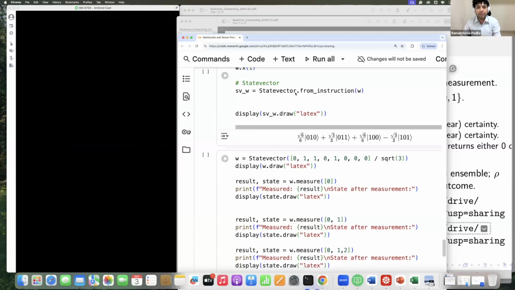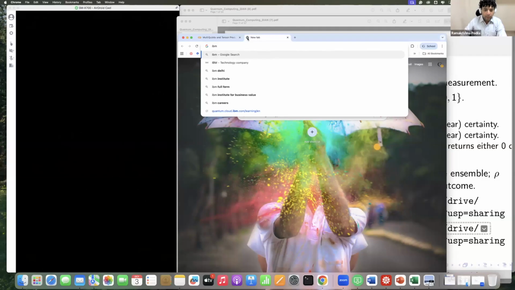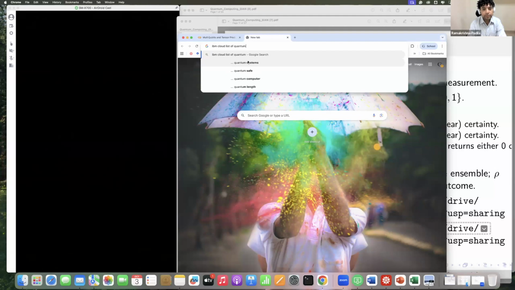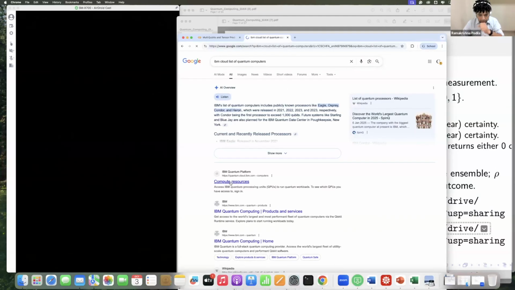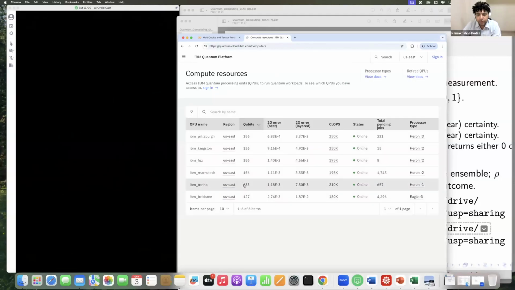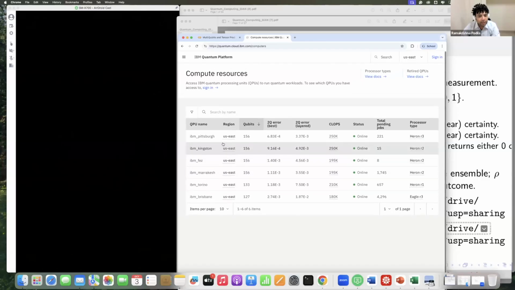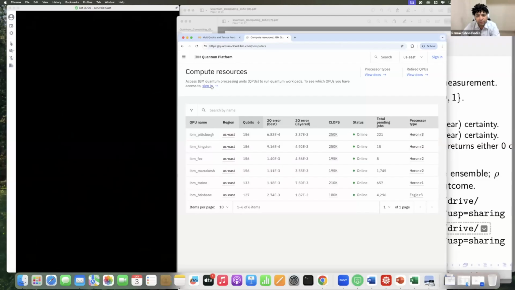Let's just pull it up. I can show you. So we can go to IBM cloud. So you see you have a list of these, right? All these are online. Are you able to see that? So IBM Pittsburgh, IBM Fez, these are all the machines.